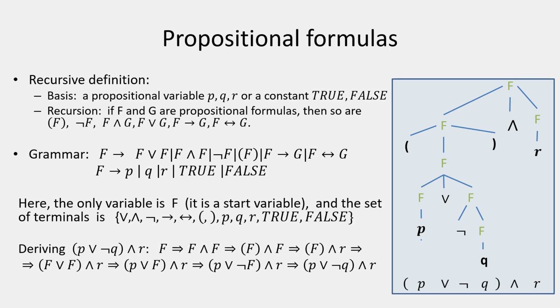So we had the recursive definition for propositional formulas, and let's say here we only allow variables p, q, and r. So the basis was propositional variables, say p, q, and r, and constants true and false. And if we had a propositional formula, we could put parentheses around it, get a propositional formula, put negation in front of it, get a propositional formula, or combine two propositional formulas with and, or, implication, or biconditional to get another propositional formula.